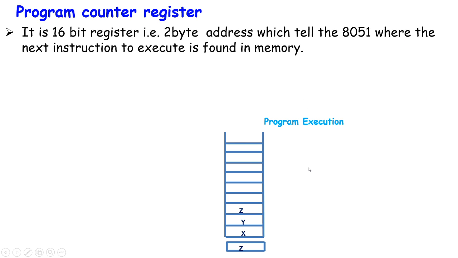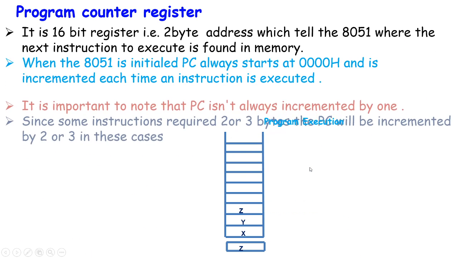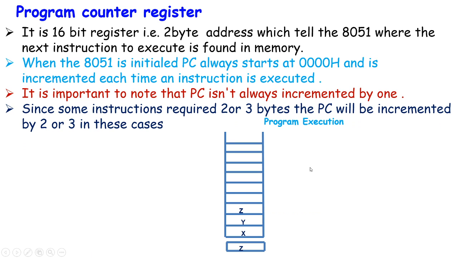Program counter register, a very important register. The program counter register is a 16-bit, 2-byte address which tells the 8051 microcontroller where the next instruction is to be found in memory. This means the program counter register always gives the address of the next instruction which is to be executed.